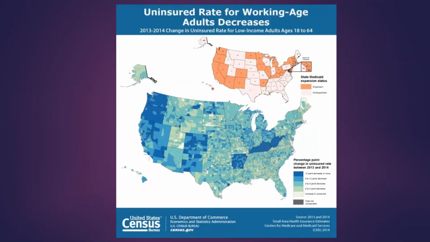Another example here is looking at some changes in policy. So this map represents the changes in the uninsured rate for people age 18 to 64 following the Affordable Care Act's passage. And so you can look at states that passed Medicaid expansion tend to have more blue, meaning that there was a greater change in the uninsured rate.